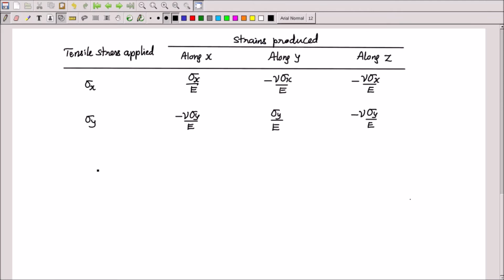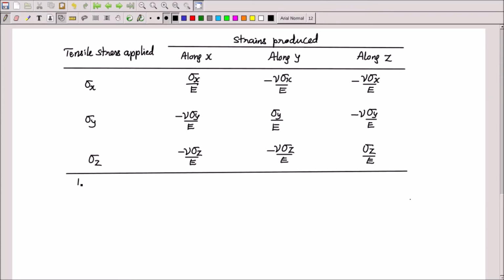Similarly, the tensile stress sigma z produces a tensile strain of sigma z by E along z direction and compressive strains of nu sigma z by E along x and y directions respectively. Now let us calculate the total strain along each direction. So we will get a total strain of sigma x by E minus nu times sigma y by E minus nu times sigma z by E along x direction. This is obtained by adding all the strain components along x direction.